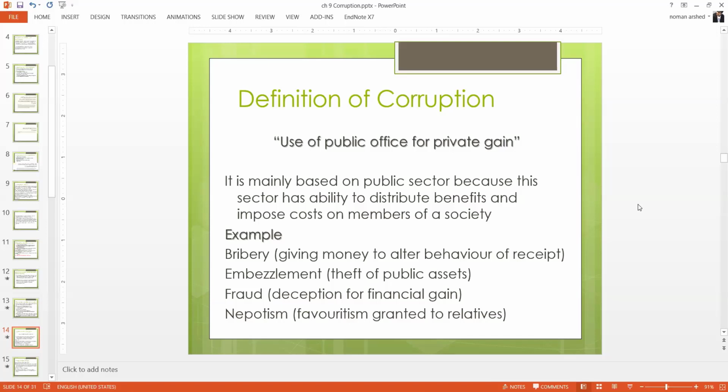So examples are bribery, which is giving money to alter the behavior of the recipient; embezzlement, theft of public assets, meaning you are stealing public assets; and fraud, meaning deception for financial gain. You are deceiving other people to gain financial benefit. And nepotism means you are favoring your own relatives or friends, or employing your own people rather than following merit. So these are the types of corruption.